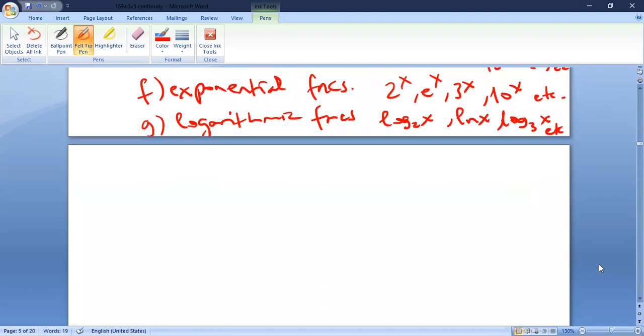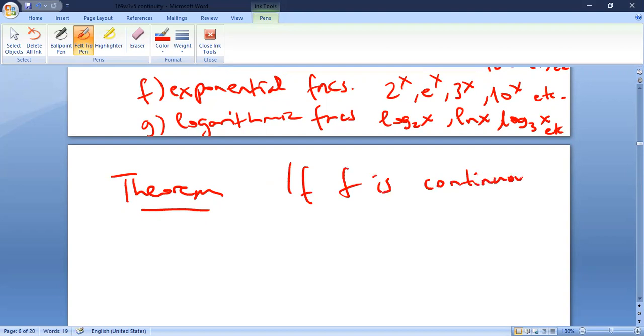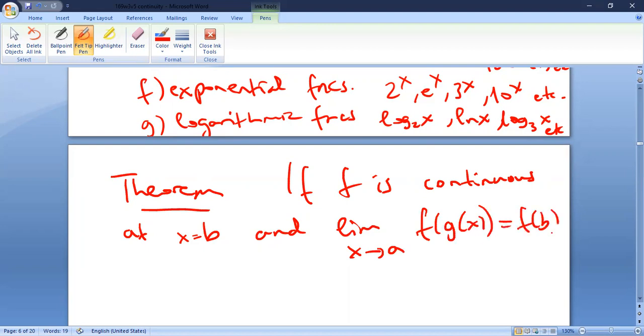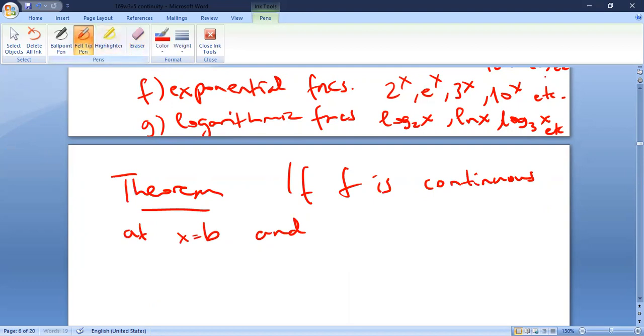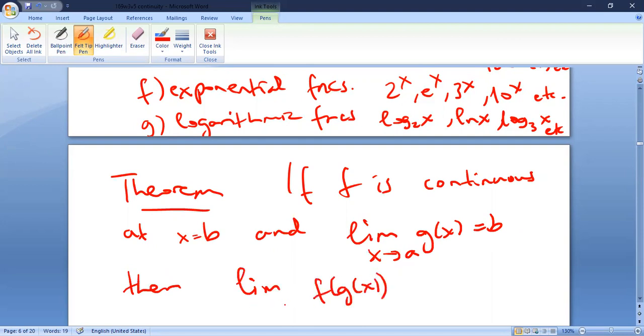Okay, another theorem, another fact: if f is continuous at x equals b, and the limit as x goes to a of g of x is equal to b, then the limit of f of g of x as x goes to a is equal to f of b. Okay, I rushed this a little bit.